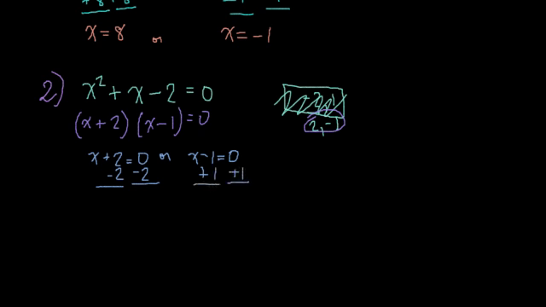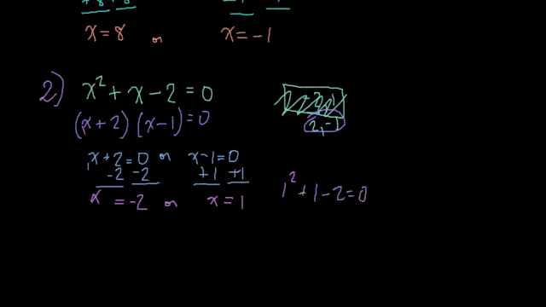Now, that means that x is equal to negative 2, or x equals 1. Again, we have two solutions. And let's say, for instance, we take 1 and we put it back into the original equation. 1 squared plus 1 minus 2 should equal 0.